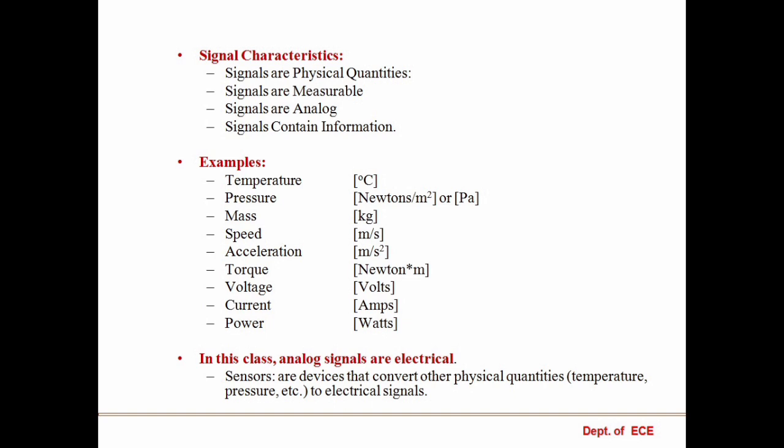In this case, analog signals are electrical. As electronics and communication engineers, you must be aware of what is meant by an analog signal and what is meant by a digital signal. Basically, signals have two categories: one is the analog signal and the next is the digital signal. The analog signal is analog in nature, which means continuous, whereas a digital signal may be a discrete time signal.